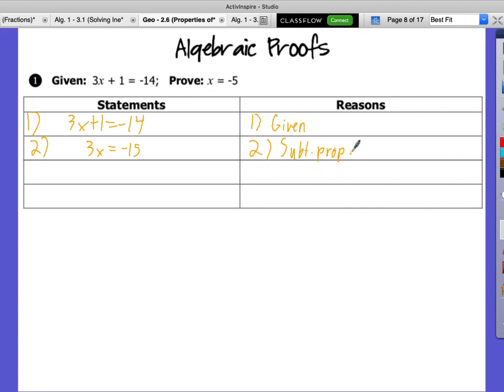And our third step is x equals negative 5. And how did we get to that? By our division property. Okay. We didn't use all the boxes, but did we get to what we're trying to prove? Yeah. So we're going to go ahead and stop. Mr. Collins, why does this one have 4 boxes when we only need 3? Typo, sometimes it happens.